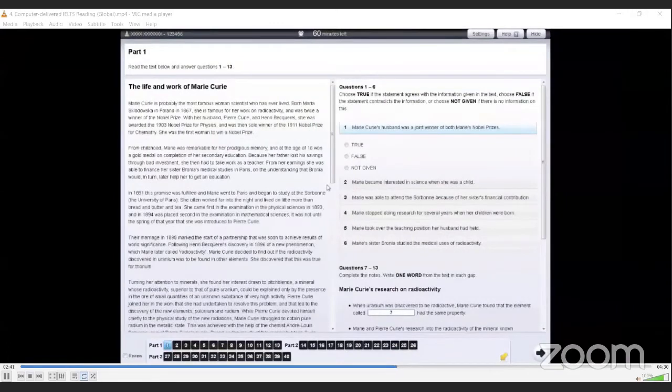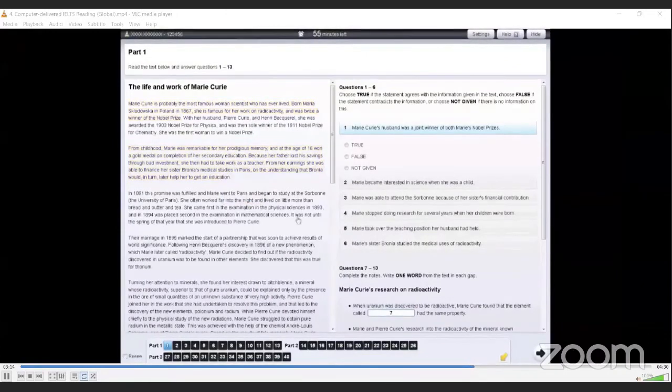To do this, left-click and drag your cursor over the section of text or question you wish to highlight. Then right-click and select the highlight option. To remove highlighting from the text, right-click on the highlighted area and select Clear. If you wish to remove all highlighting from the screen, right-click on a highlighted area and select Clear All.